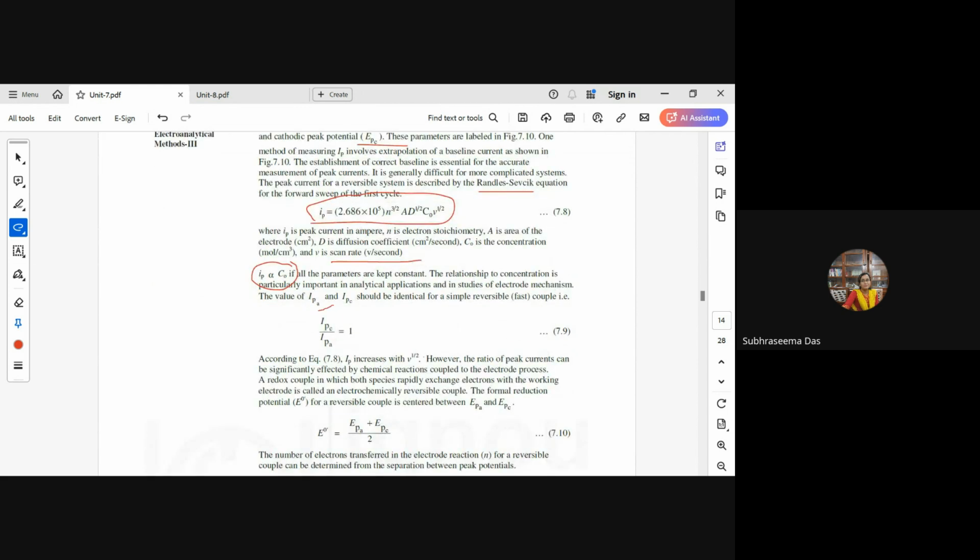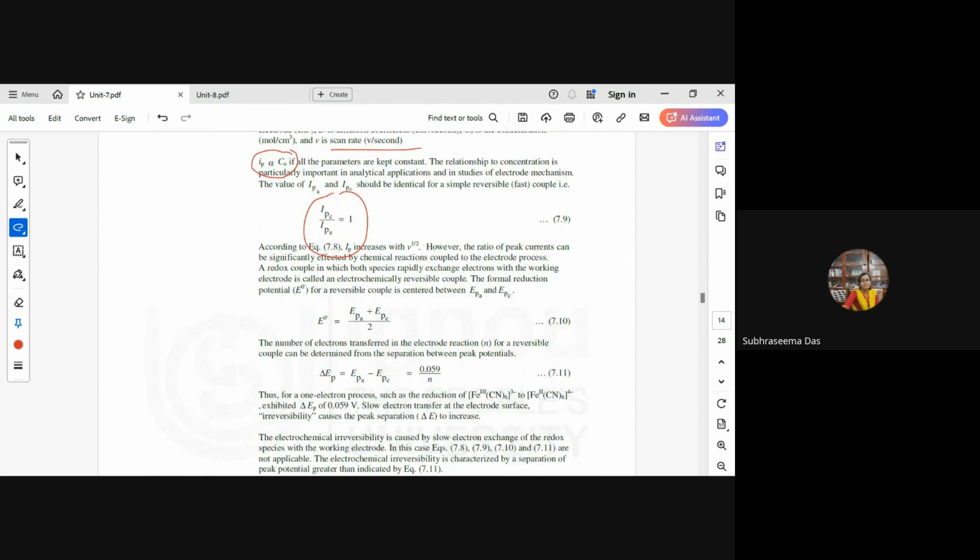So IPC by IPA should be 1, and according to equation 7.8, IP increases with nu to the power half. Hence, the ratio of peak currents can change significantly if they are affected by chemical reactions that happen at the electrode process. Now, a redox reaction in which both the species are rapidly exchanged with the working electrode is called an electrochemically reversible couple.